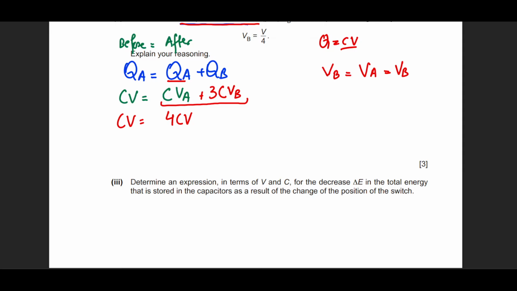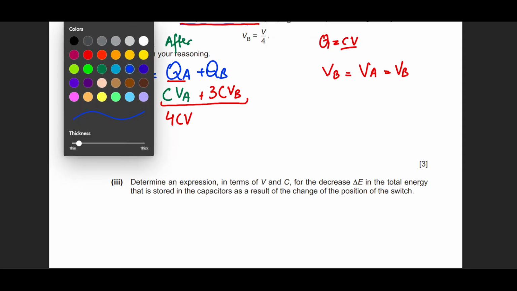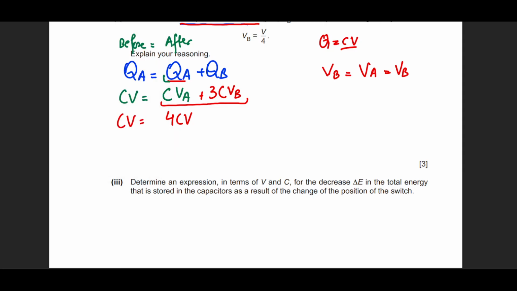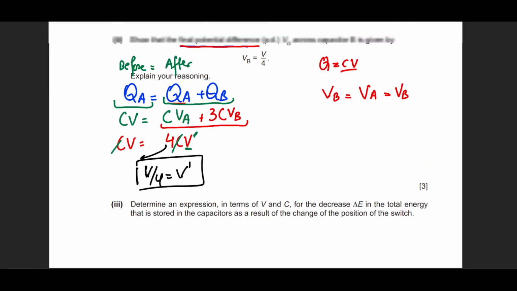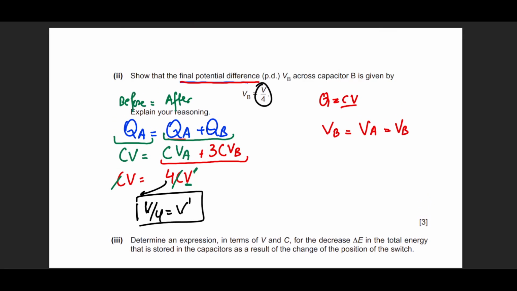Now please notice that what we are after is the after case. This is what we are finding, and this is what we already know. So I will make this V the subject of the formula. So capacitance C cancels out. This is what we're finding out, V. Okay, so let's make that the subject of the formula. This 4 goes over there. So V divided by 4 equals V dash. So their voltage will be V by 4, and then they would be done exchanging energy.